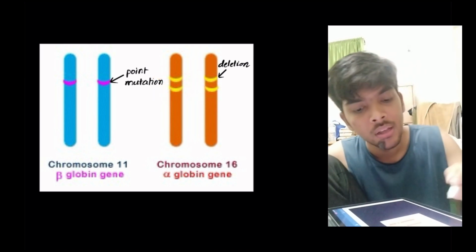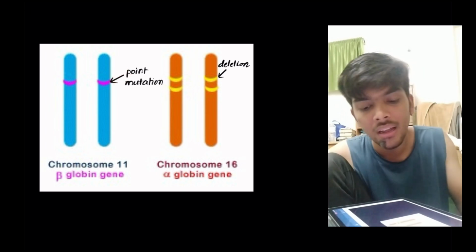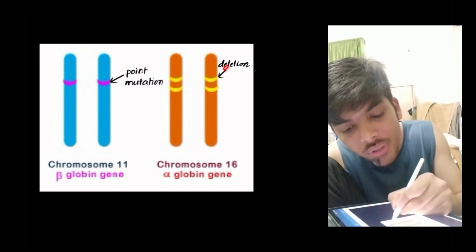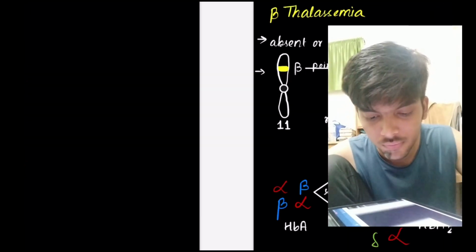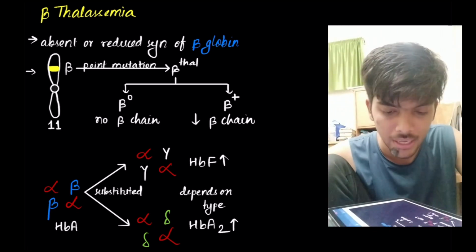Alpha gene. So beta-thalassemia, how does it occur? Due to point mutation to beta gene. Alpha-thalassemia, how does it occur? Due to the deletion of alpha gene. Okay, starting off with beta-thalassemia.